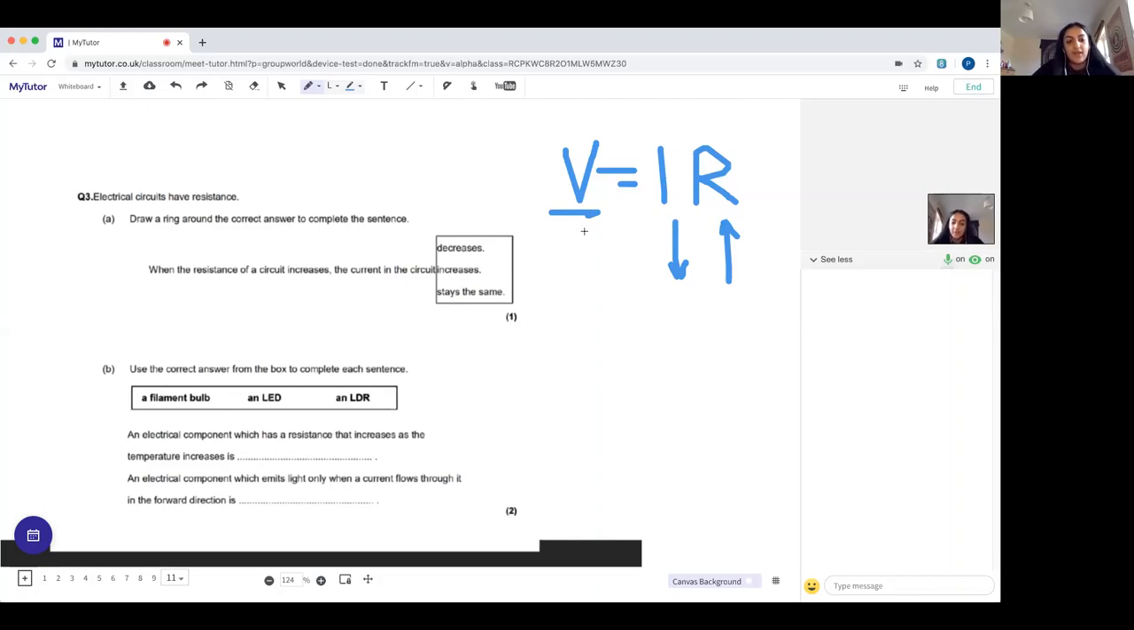Now the next part of the question is like a fill-in-the-gap exercise. As I said, it is really important to remember those rules from earlier. An electrical component which has a resistance that increases as the temperature increases is called what? You've got three to pick from there. If the resistance increases as the temperature increases, what happens?